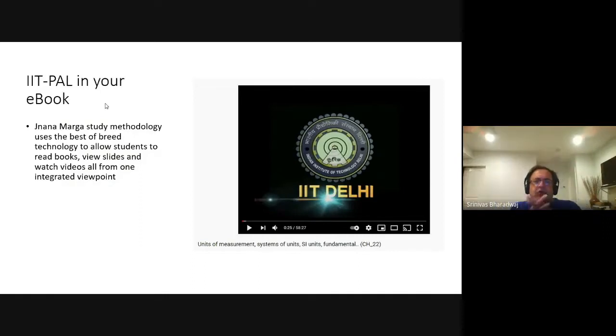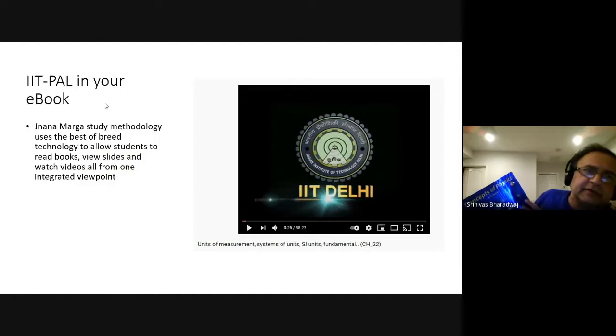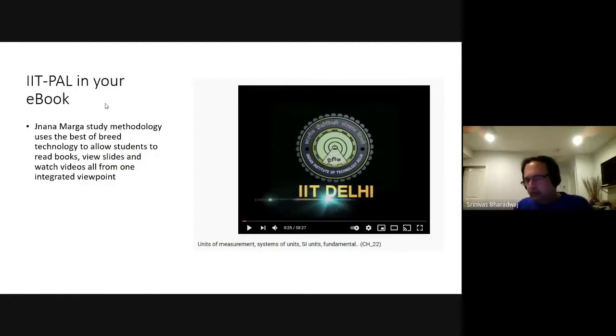So in our model, what happens is you download the app, then the NCERT textbook comes. As you read the NCERT textbook, you should be watching the IIT PAL videos. And along with that, you can also look at the corresponding chapter in Concepts of Physics. Okay. So that is how you go about it.